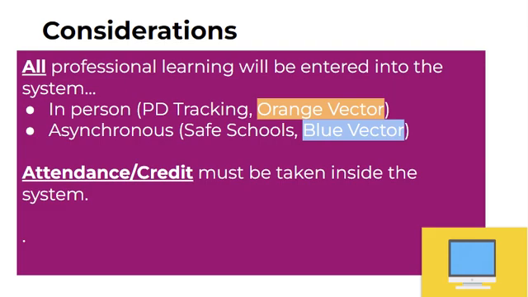Professional learning offered in person will be entered into the orange side of Vector, and our asynchronous professional learning can be accessed in the orange side of Vector, but is taken in the blue side. These systems are used by all 14,000 of Jeffco's employees to access professional learning. Attendance and credit must be taken inside the Vector system.